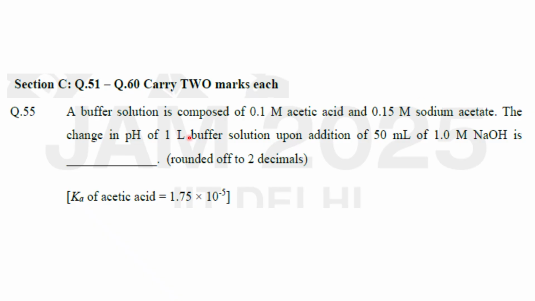Okay, now what you have to find out? The change in pH. So what was the initial pH when acetic acid and sodium acetate were present, and what is the pH after addition of NaOH? They have given Ka of acetic acid. You have to calculate pKa first. Then use the Henderson-Hasselbalch equation for further calculations.